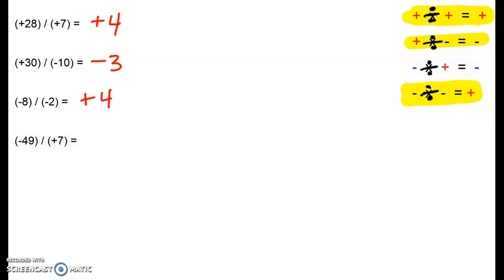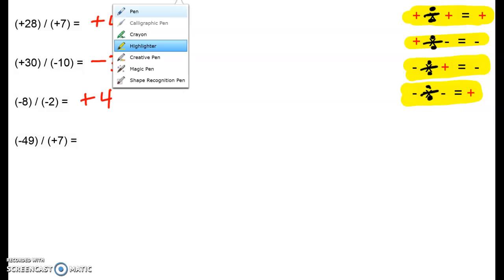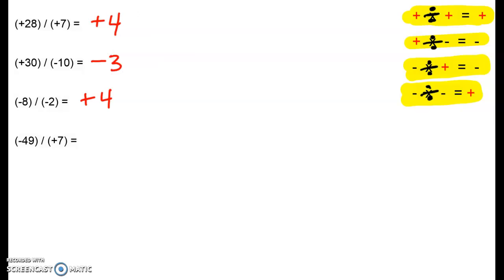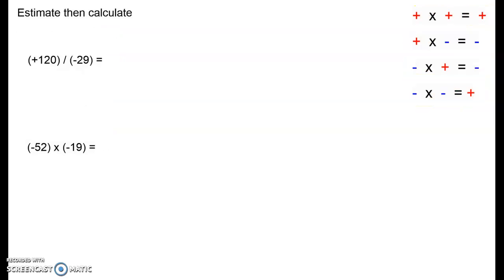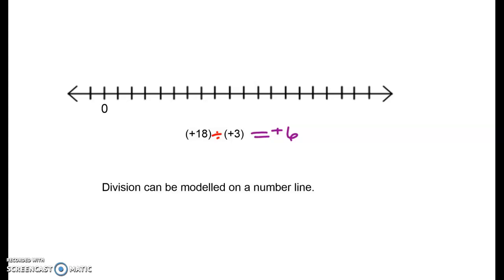And lastly, we have a negative 49 divided by a positive 7. Negative divided by a positive. They are different signs, so we will get a negative answer. 49 divided by 7, negative 7. Okay, let's go back to the number line and see if we can figure this out.